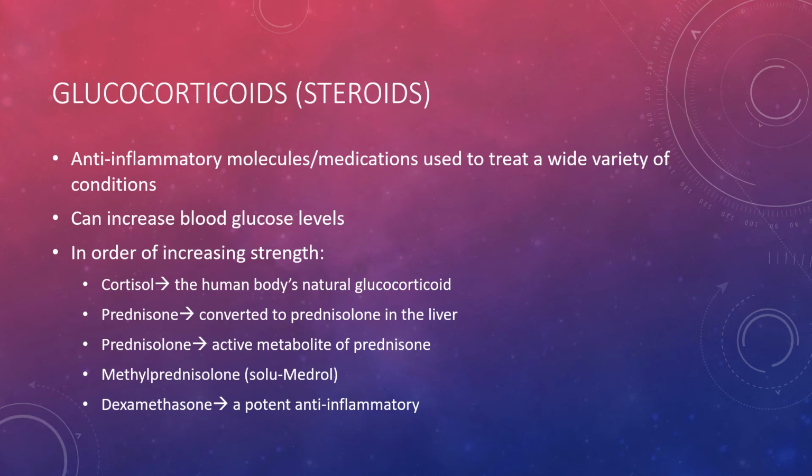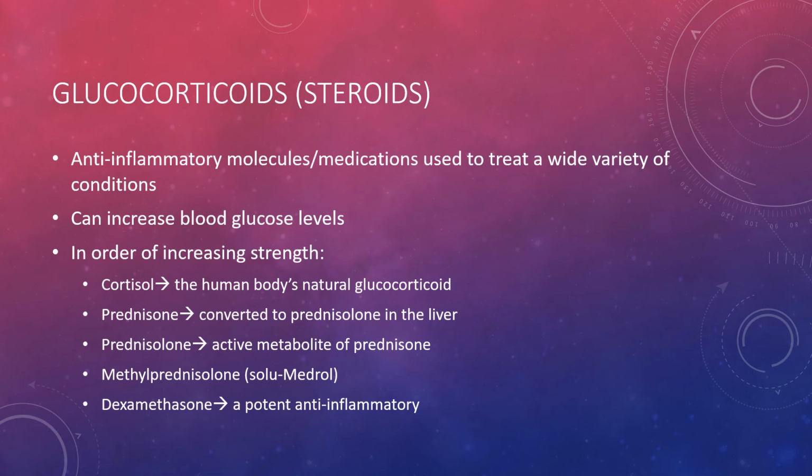Glucocorticoids, aka steroids. So these are anti-inflammatory molecules or medications used to treat a wide variety of conditions. So these can increase blood glucose levels. So oftentimes physicians and providers will take this into account, especially in your diabetic or insulin-resistant patients. So in order of increasing strength, we have cortisol. So this is the human body's natural glucocorticoid. So this is something that you yourself will produce generally in times of stress.